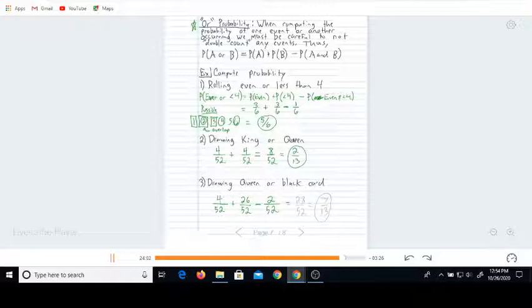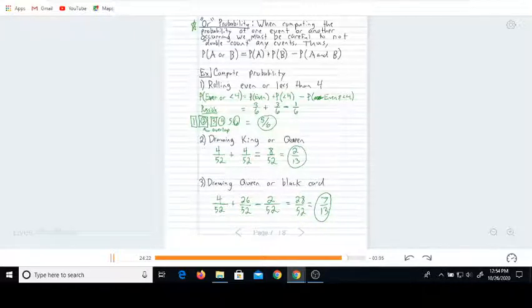And that gets us 28 out of 52, which reduces. So we'll let our calculator reduce it for us. And that reduces to 7 out of 13. So slightly better than a 50% chance.